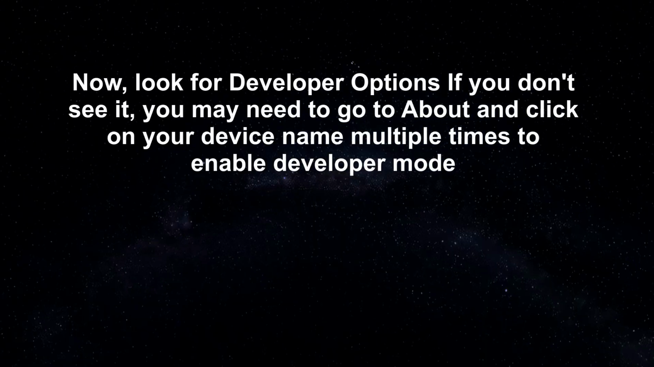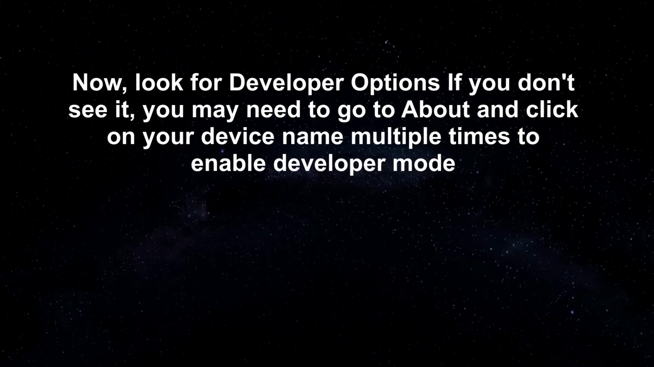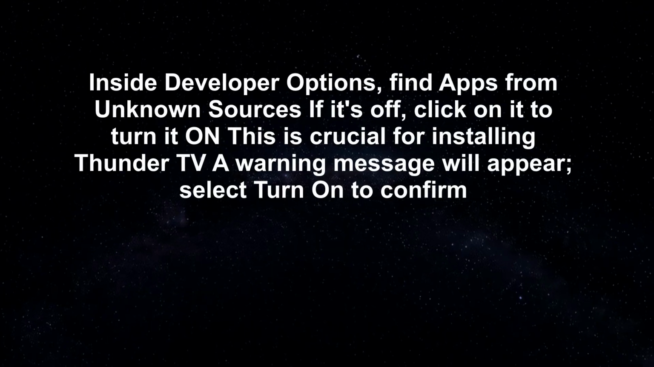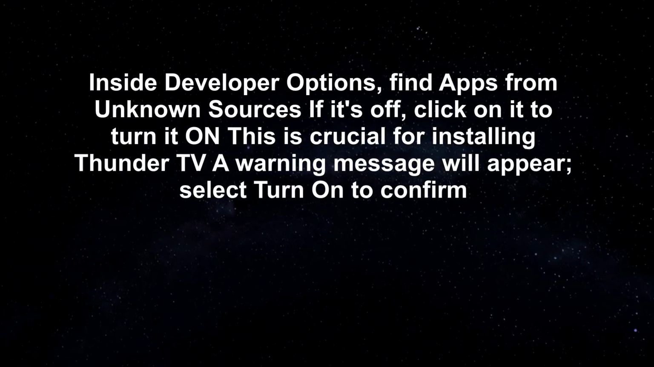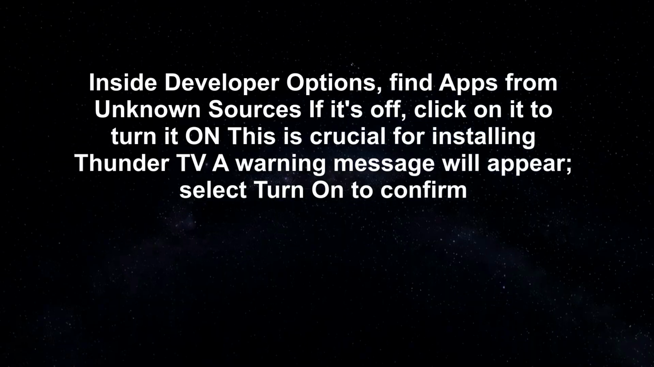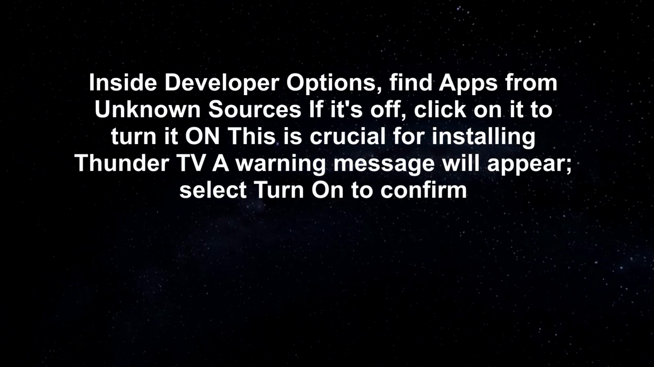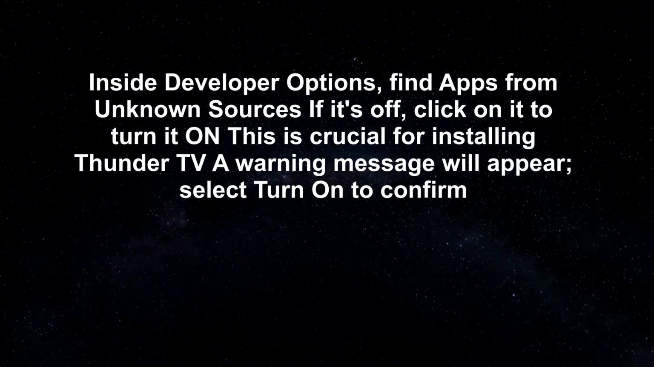If you don't see it, you may need to go to About and click on your device name multiple times to enable developer mode. Inside developer options, find apps from unknown sources. If it's off, click on it to turn it on. This is crucial for installing Thunder TV. A warning message will appear. Select Turn On to confirm.